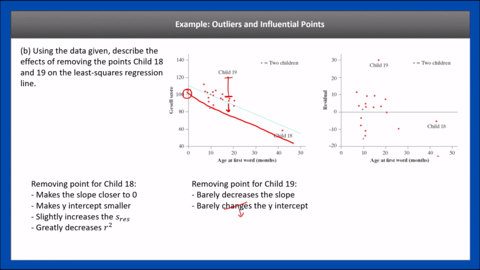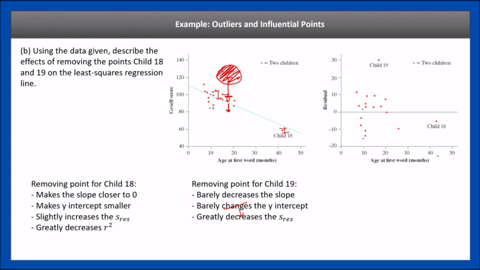All right. And then it greatly decreases the standard deviation of residuals. Why does it do that? Well, the reason it decreases it is because if I remove that outlier, that means that's no longer there. And so now look how small the residuals are. The residuals now become much smaller now that we don't have that outlier.